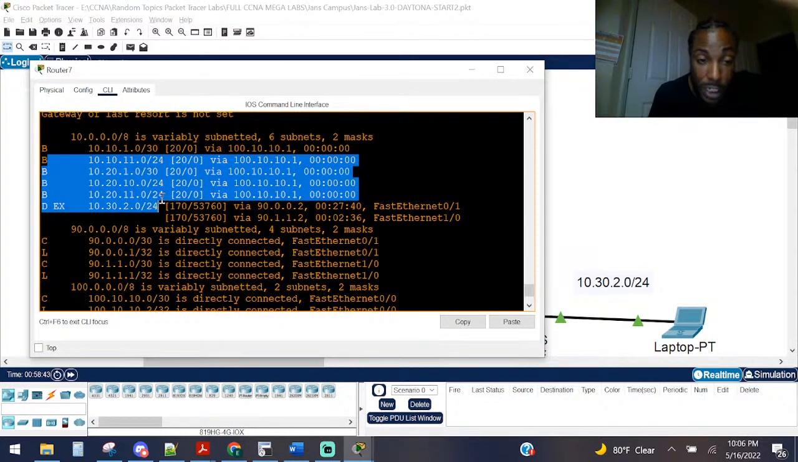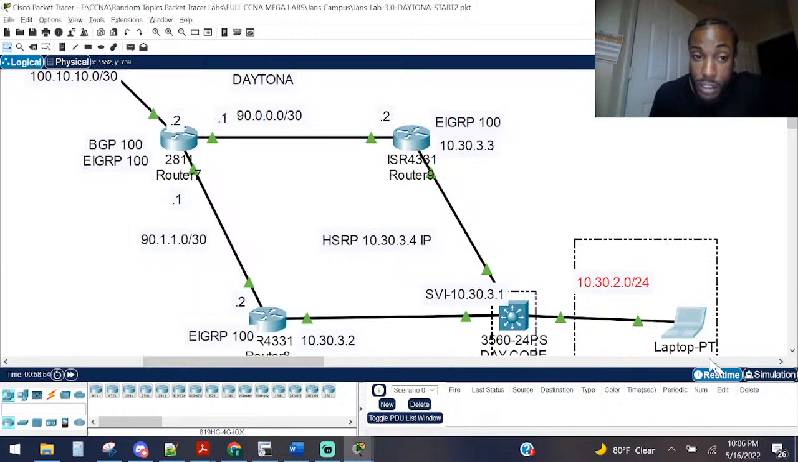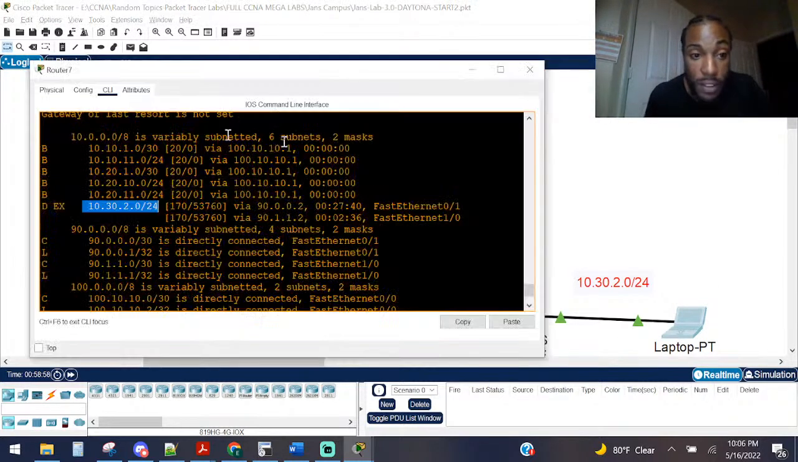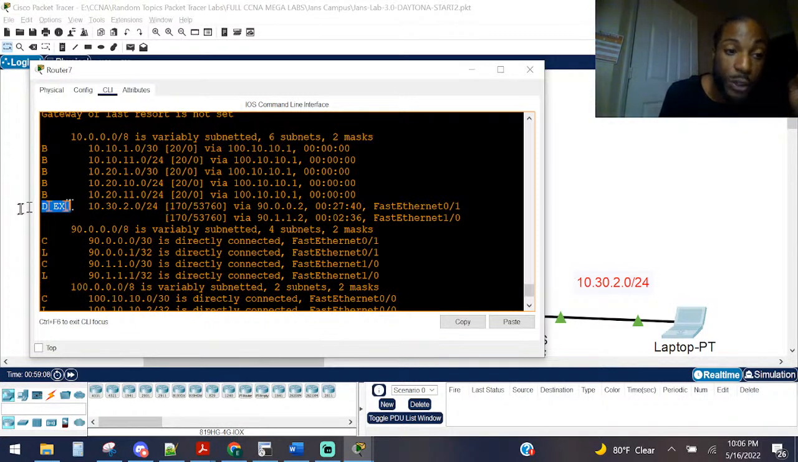That was way back a couple streams that we did. We got this D, which stands for EIGRP. I know it starts with a D, but this is an external EIGRP route. Where was that? The 10.32.0 network. That's pretty much this right over here. So he learned it through EIGRP, but it's an external EIGRP, hence the reason why the administrative distance is 170 as opposed to 90, right? EIGRP is really a 90 administrative distance, but it's learned externally. That's why he made it a little higher.